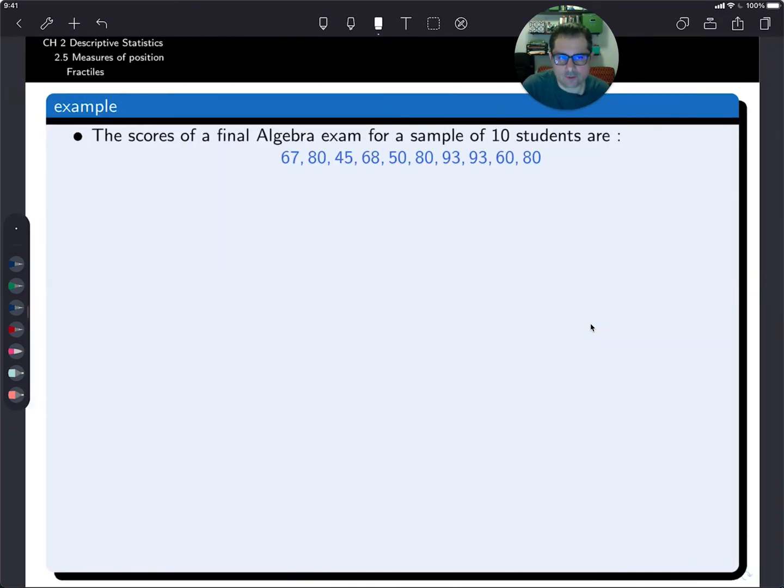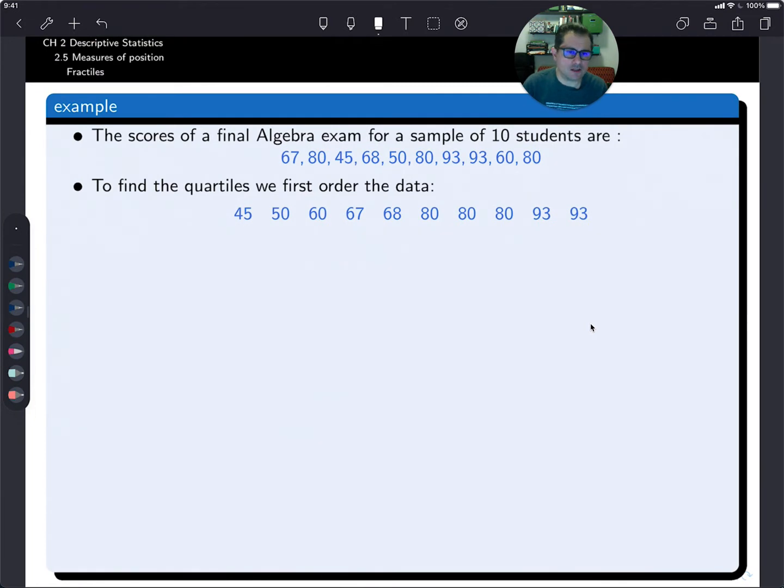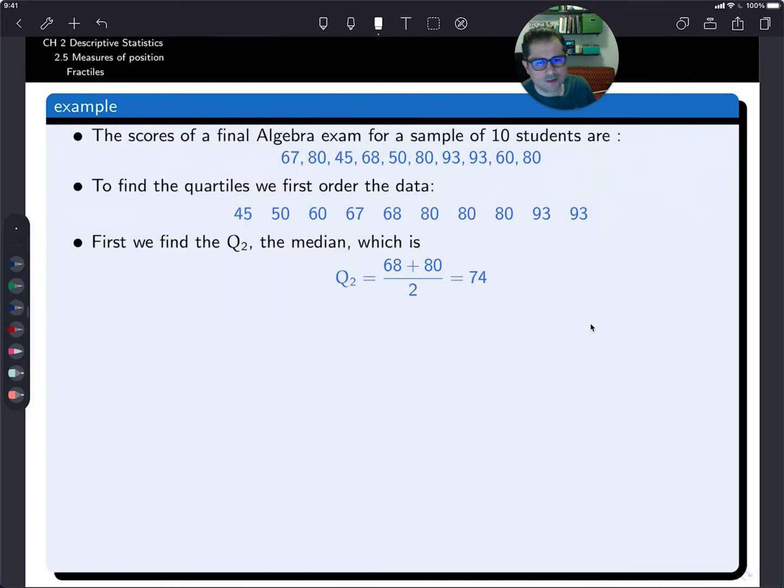So let's go with an example. These are the numbers I've been using in my past examples, if you're watching these videos: the values of 10 scores from an algebra class. Here, let's find the quartiles. The first thing to do is write them in order from smallest to biggest. I have 10 data points, so the median would be the average of the two middle values. The median would be 74, the average of 68 and 80.